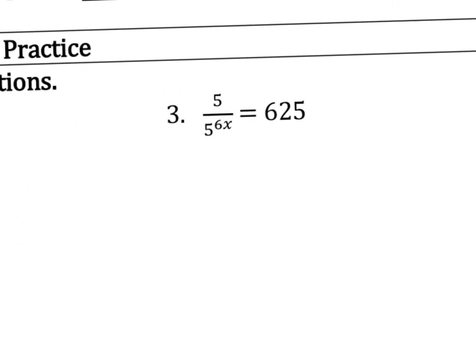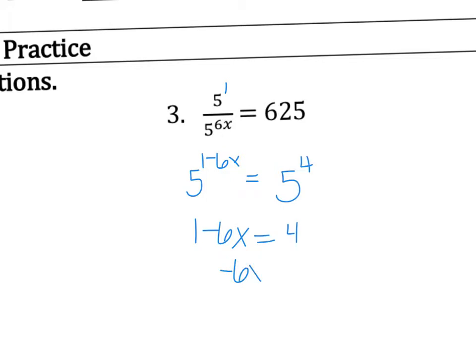Number 3 presents a different type of problem. First of all, I would put a 1 up here so we notice that that does have an exponent. And recall that when we have the same base and we're dividing, we subtract our powers. So we're going to have 1 minus 6x. 625 is 5 to the 4th power. Then we're going to set our powers equal to each other and solve. So I'm going to subtract 1, and then divide both sides by negative 6. Notice we're going to get a fraction here, negative 1/2.